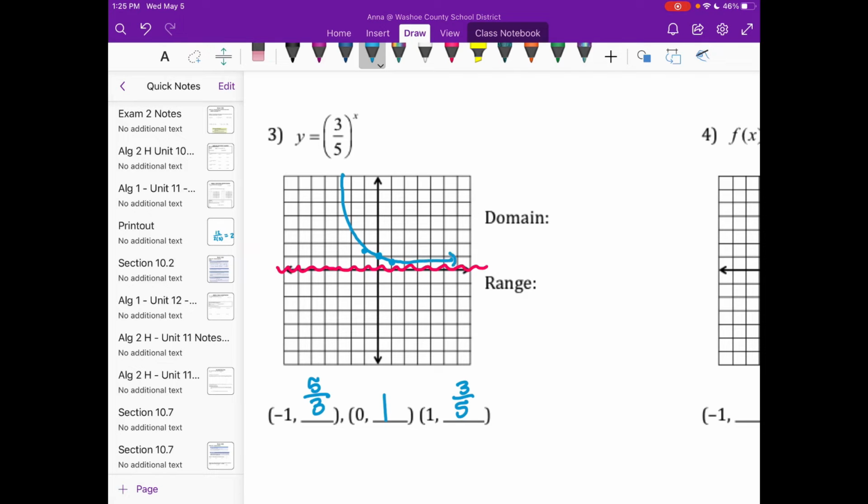Okay, this guy is pretty compressed. The last one was really steep. This one's really compressed, or really flattened out, and that's okay. Our domain is all real numbers, and our range is y is greater than 0 because that asymptote is going to be at 0.